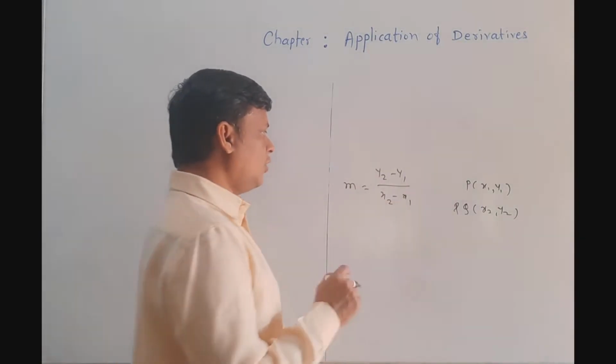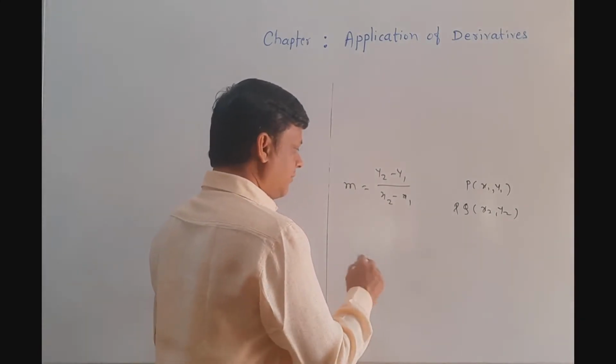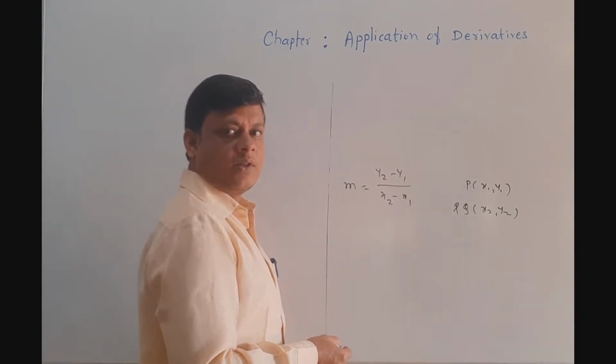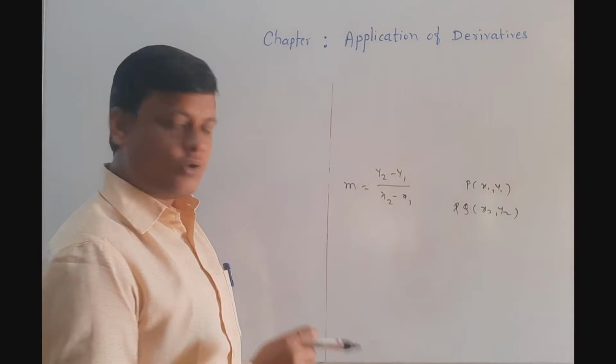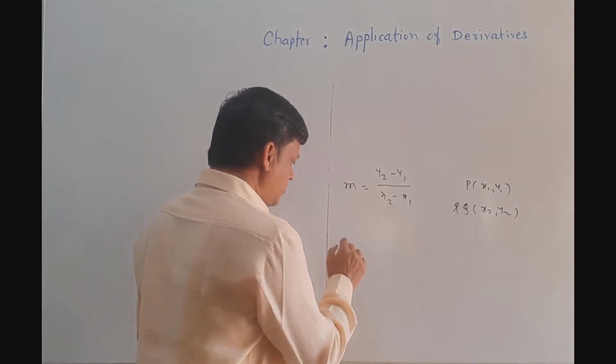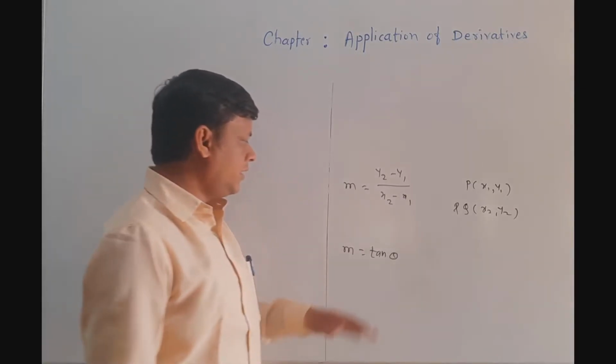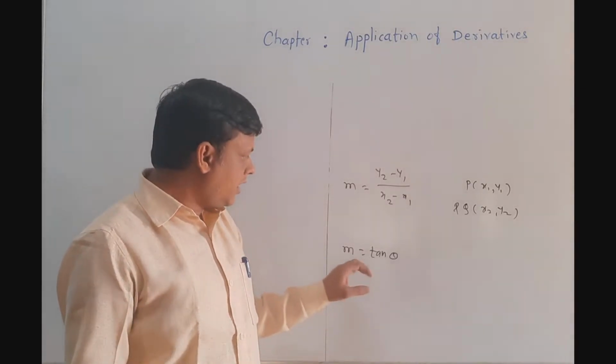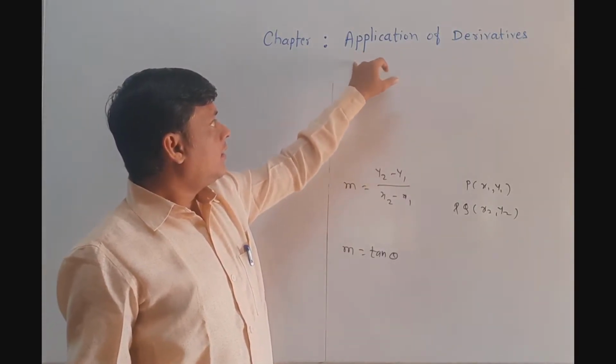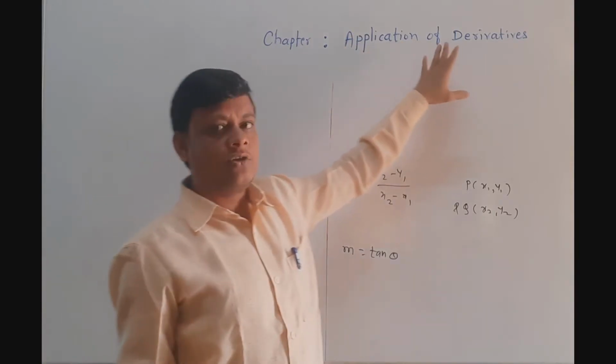If we know the inclination, that means if we know theta, the angle made by the line with the positive x-axis, then by using the formula m is equal to tan theta we find the slope of the line. Here we start the chapter application of derivatives.